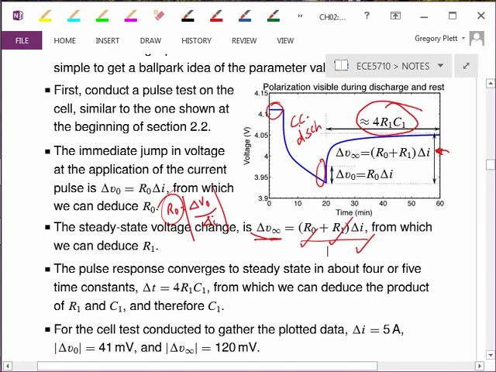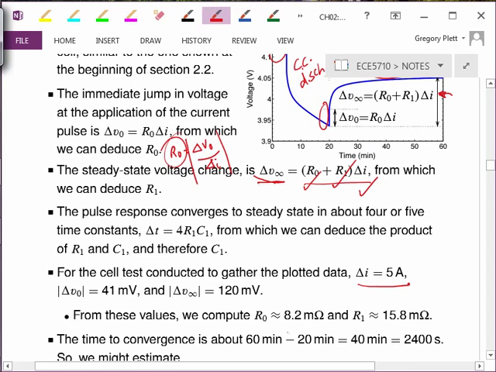I checked, this is an actual lab test that's plotted here, and I looked at the results. The current that had been used in the discharge was 5 amperes, and so 5 amperes had been removed at time 20 minutes. And the delta V0 is 41 millivolts, and the delta V infinity is 120 millivolts in this example. So I can compute from that. Okay, R0 is delta V0, 41, divided by delta I, 5, so that's a little over 8.2 milliohms.